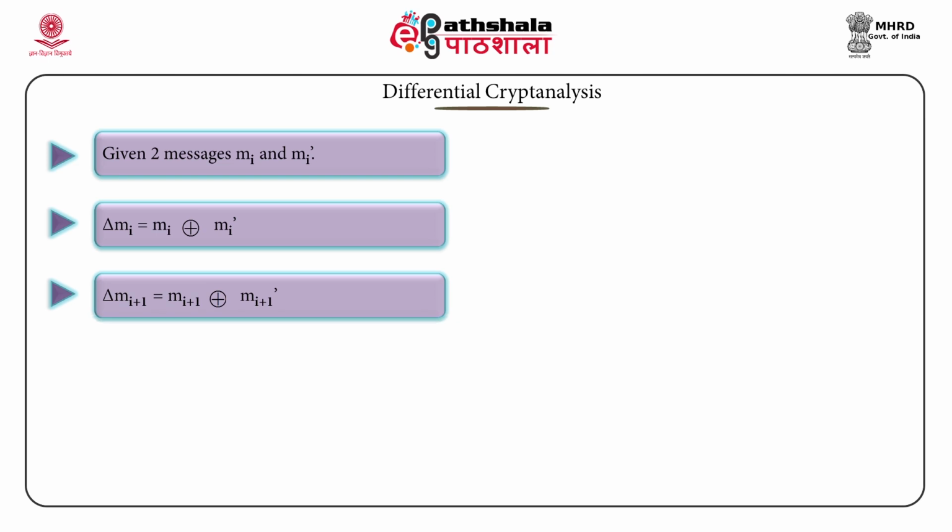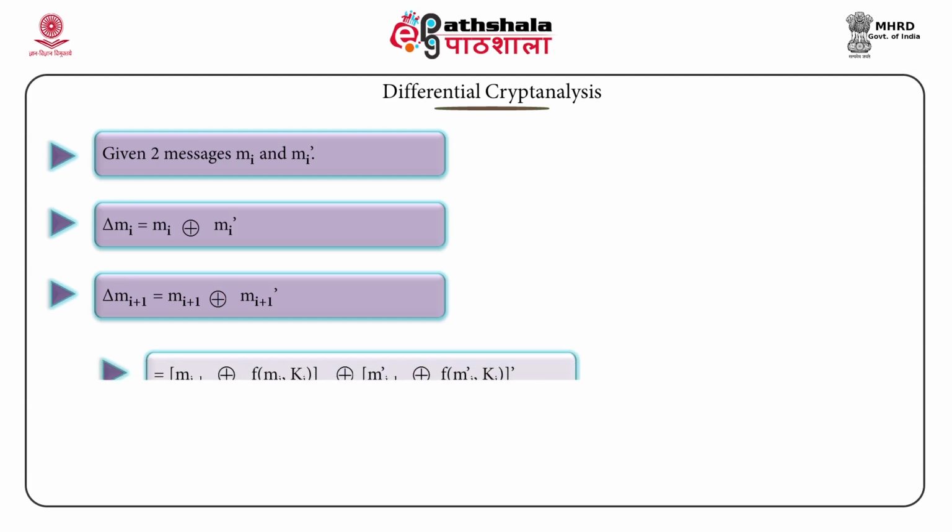Now, if we want to find out delta Mi+1, what are we going to do? Mi+1 exclusive OR with Mi+1 dash. Mi and Mi dash, Mi+1 and Mi+1 dash, are nothing but differing in some bits from each other. So what has an attacker done? The attacker has tried to produce a plain text similar to the one which was transmitted, but not the exact plain text; he has just tried to produce a similar plain text.